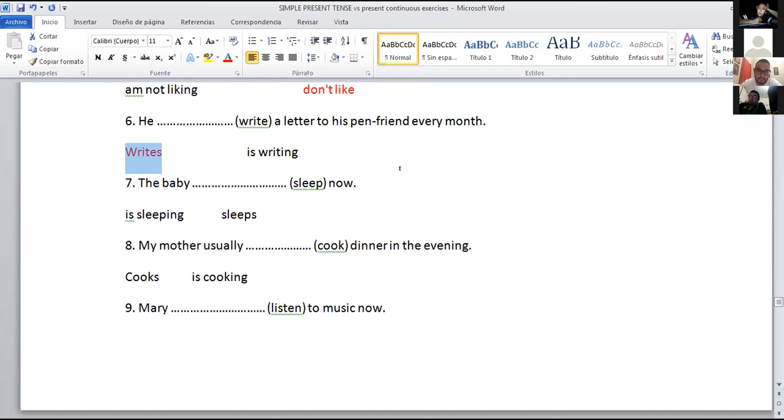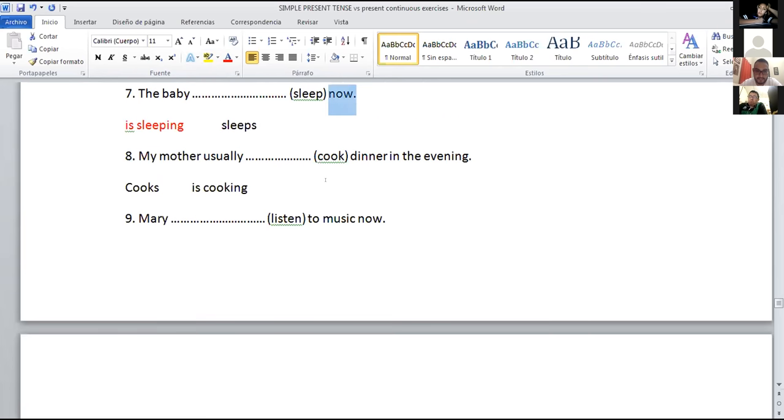Ok. Ahora tenemos chat rooms. Ok. Number seven, Marlon. The baby is sleeping now. That is correct. Because we're talking about now. Very good. Vicente. My mother usually cooks dinner in the evening. Okay, you see that word usually? So that means simple present. Perfect. Very good.